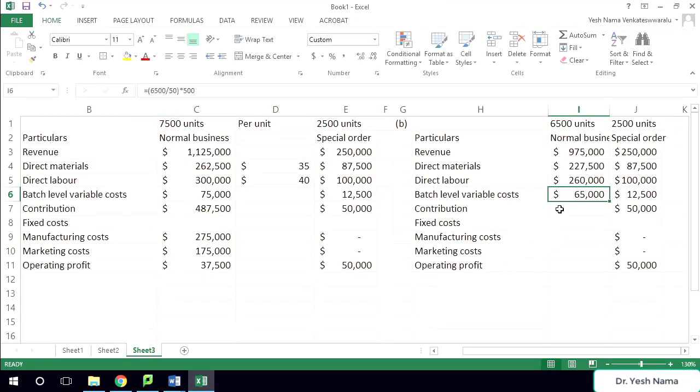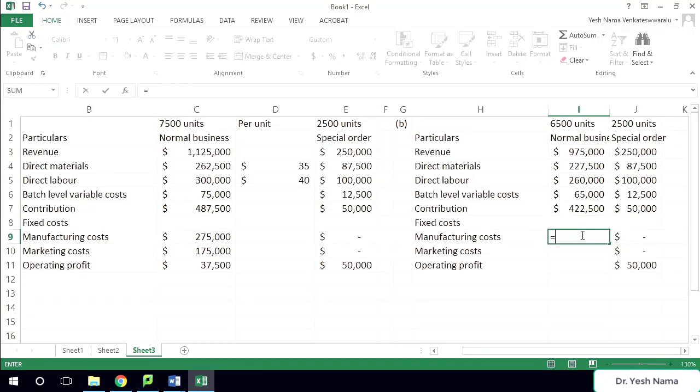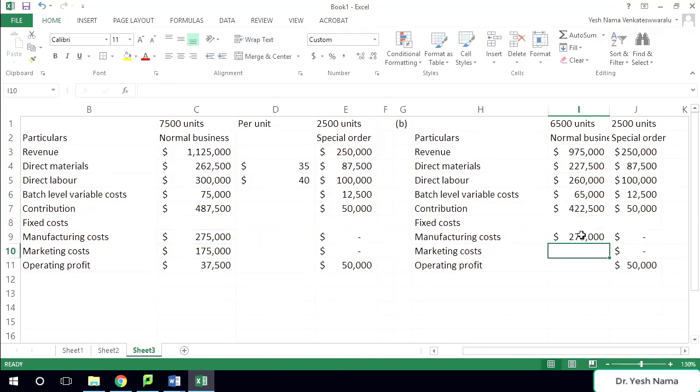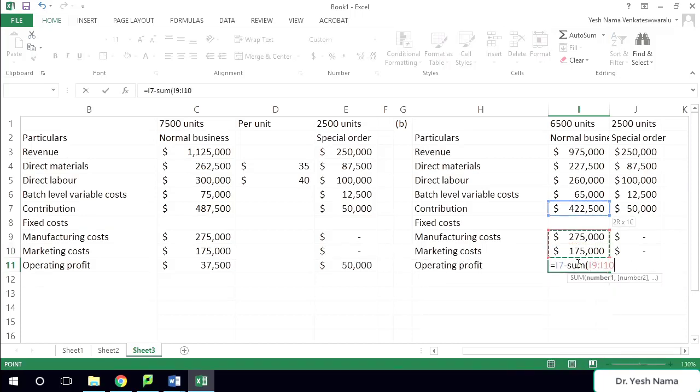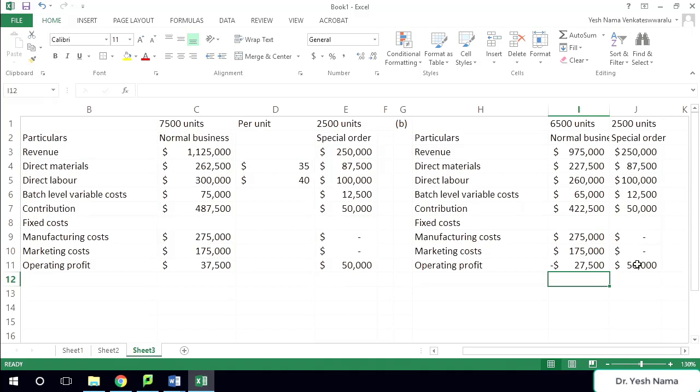variable cost. Now contribution is sales minus sum of variable cost 422,500. Will there be a difference? Will there be any changes to fixed cost? Contribution minus the sum of two fixed costs will give us a profit. In this case, it's a loss of 27,500. Because our fixed costs are not going to change irrespective of the level of output, right?